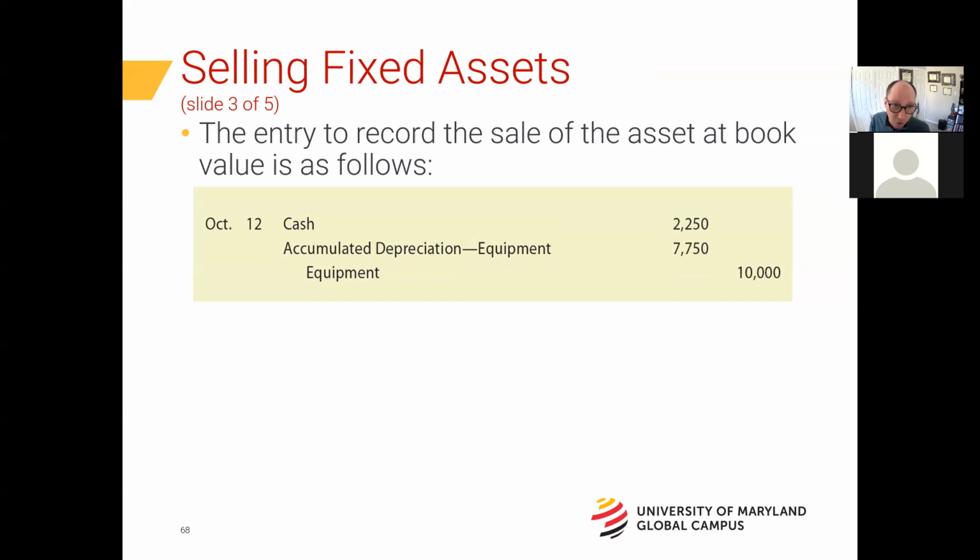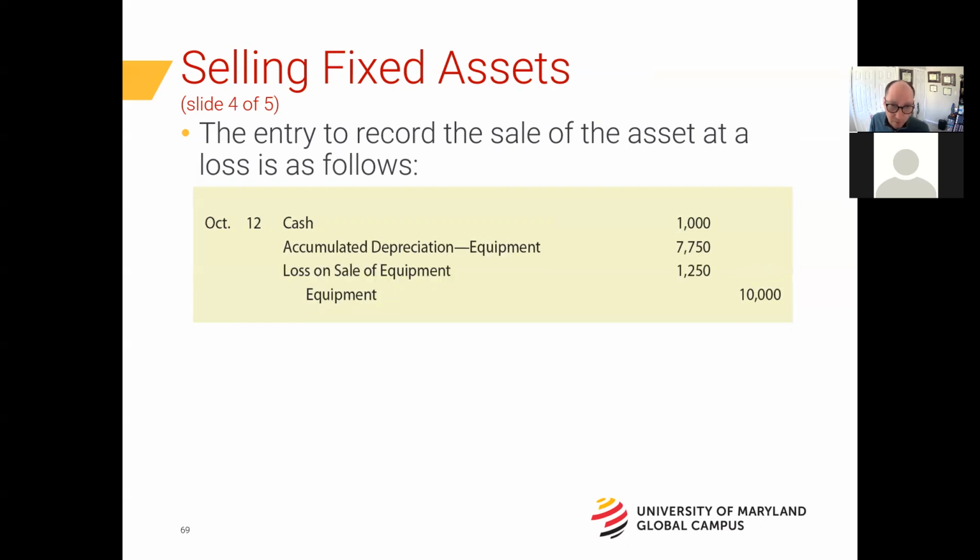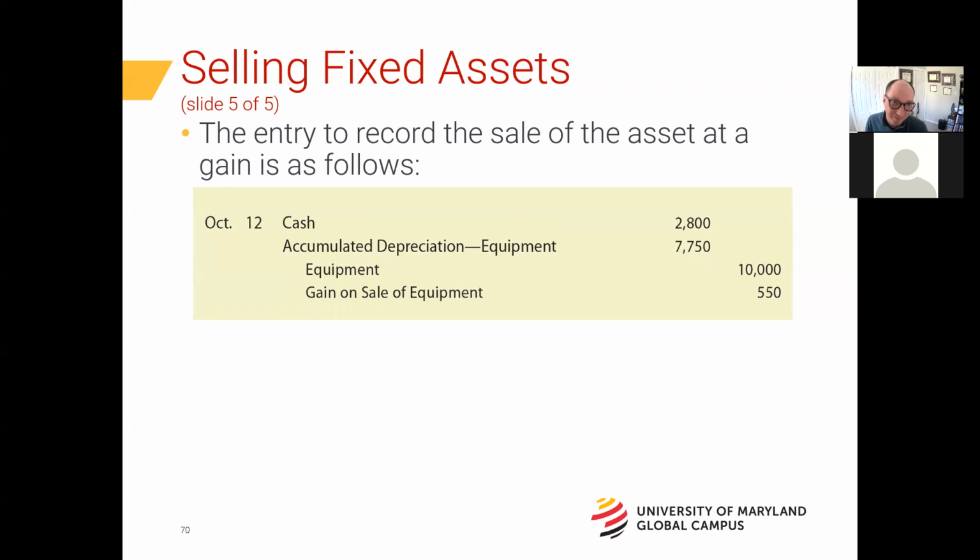What if you sold it below its book value? You're just like, man, I just want to get rid of this thing. It's not working too well. So you debit cash, the amount of cash you got from the sale. You debit accumulated depreciation. You debit loss on the sale of equipment. And you credit the equipment.